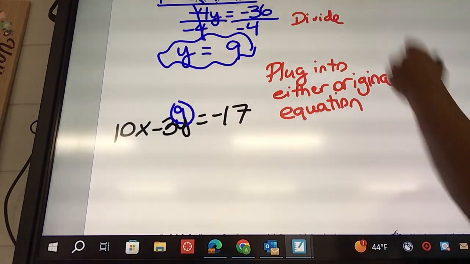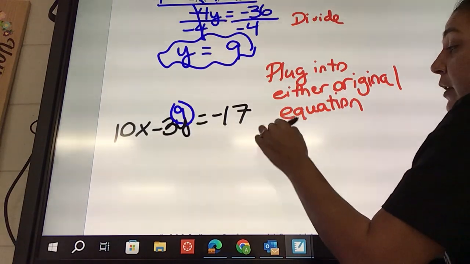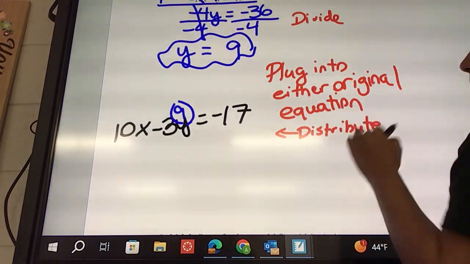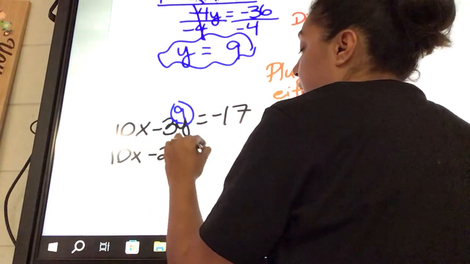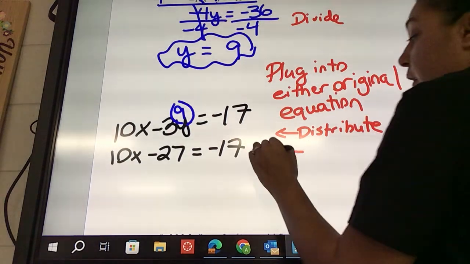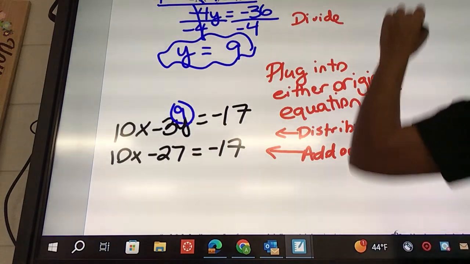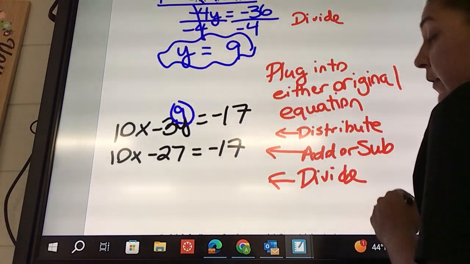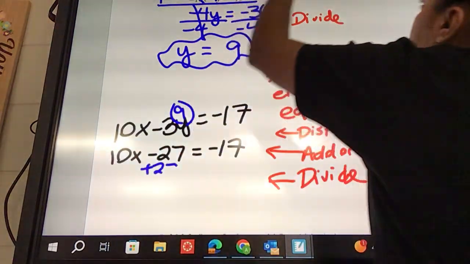If you were going to write these steps out, I just used the same word: we're going to distribute. So I'm going to get 10x minus 27 equals negative 17. Then we're going to add or subtract and then divide. So we're going to say plus 27.